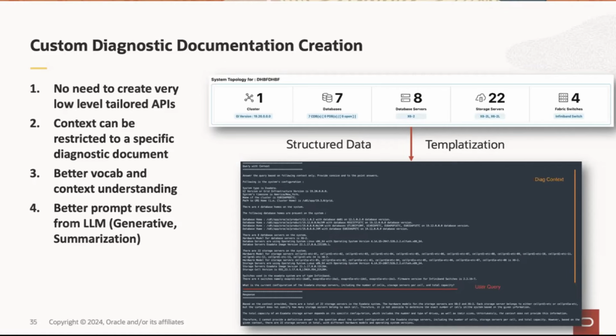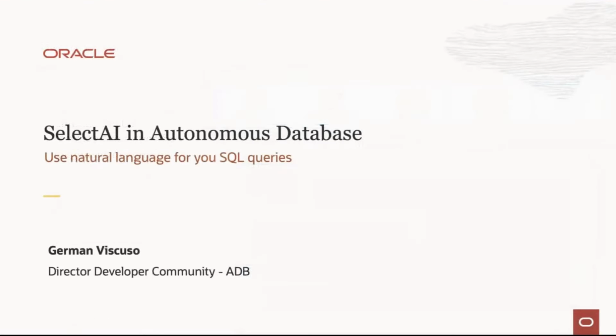Since large language models are able to understand the semantics of terms much better, we make sure that a vocabulary expansion happens when we are generating these custom diagnostic documents. So the response is coming from the LLM. By taking these custom documents into consideration, it will be able to provide a much better response. With that, I would invite Herman to continue the next part of the presentation.